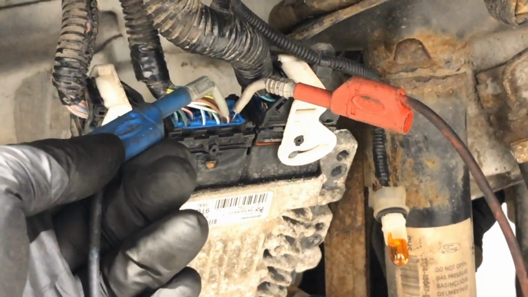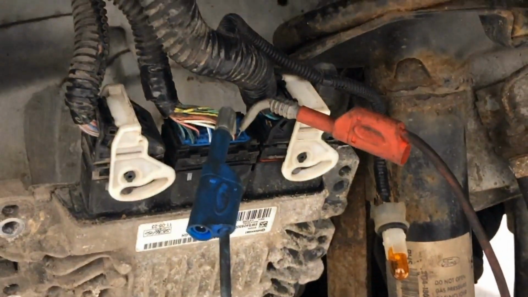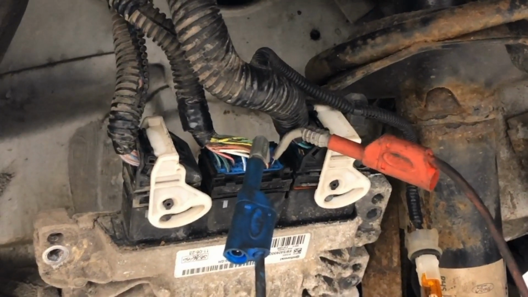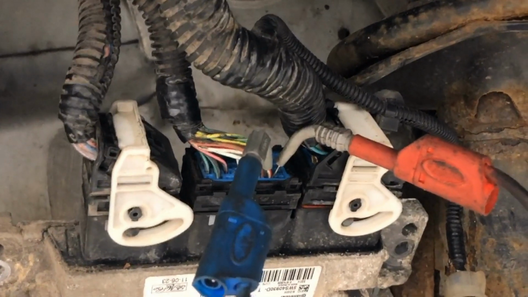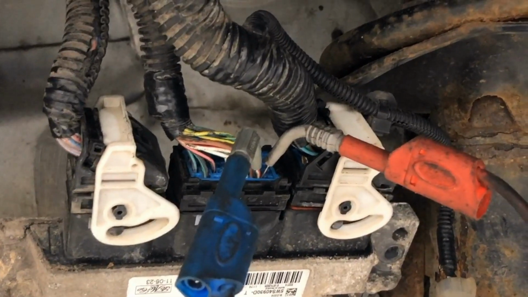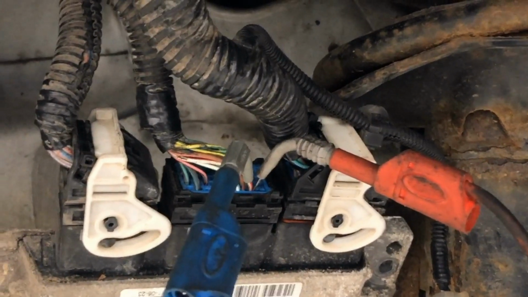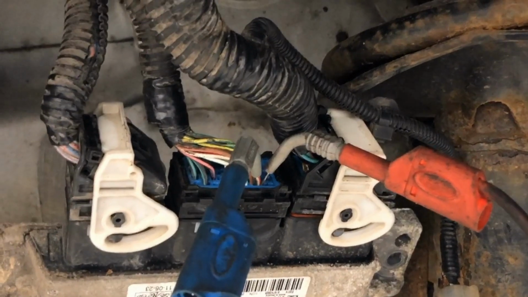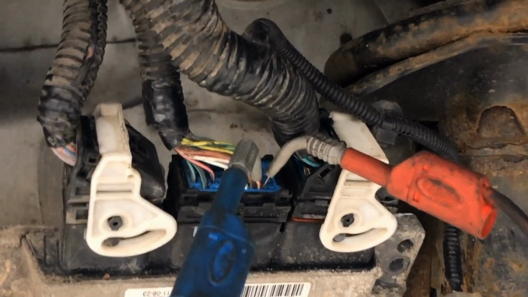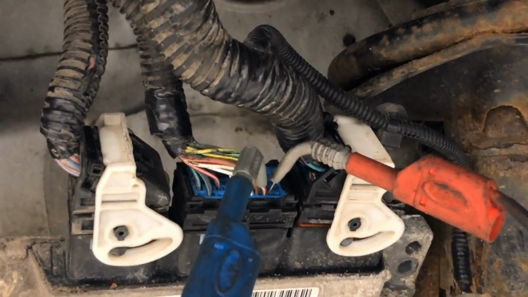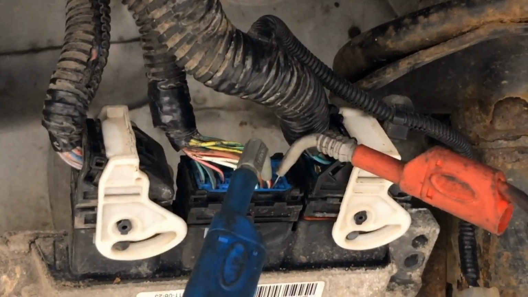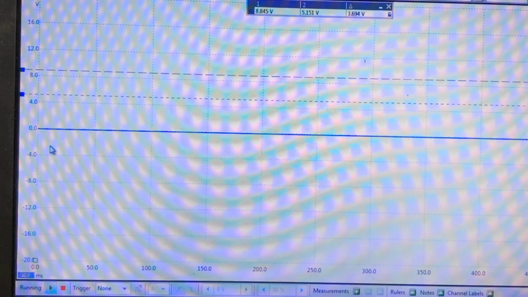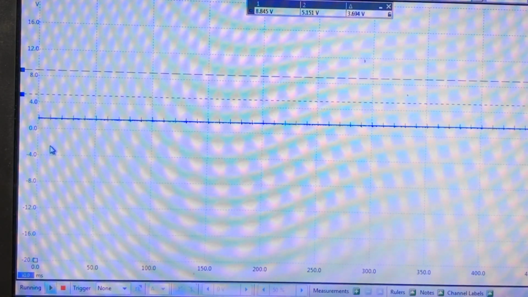I've back probed into the 2 wires on the ECU plug that are connected to the crank sensor, and once again I'll put the camera onto the screen and I'll crank the vehicle and see if the signal at this end of the wire corresponds to the signal directly off the sensor.